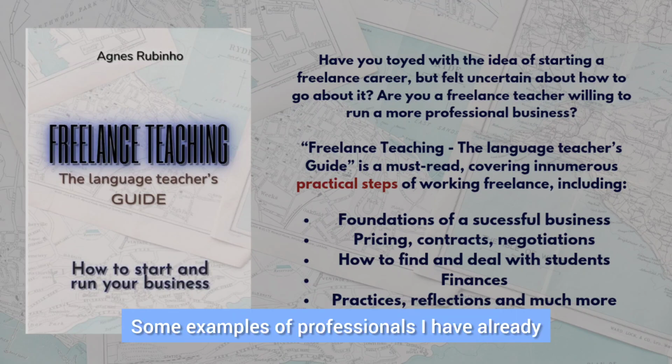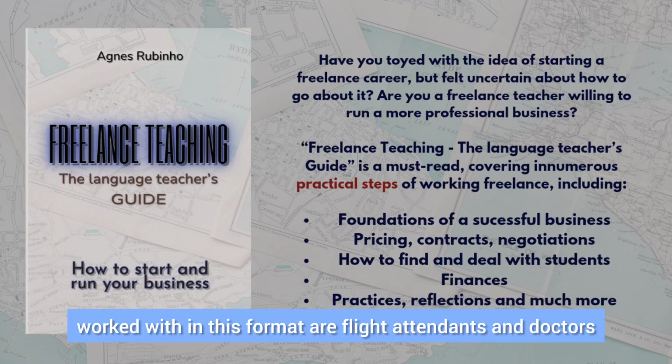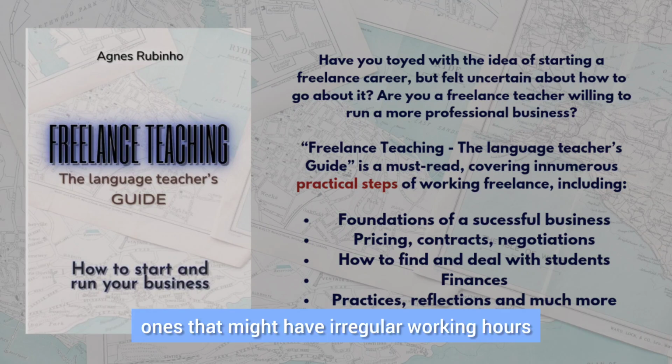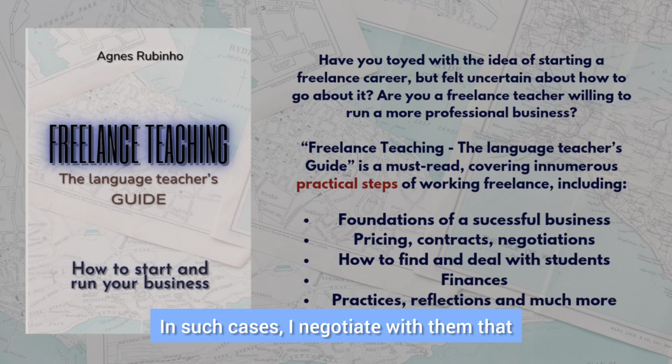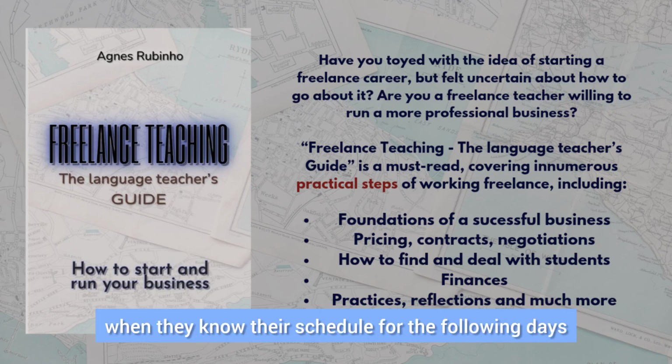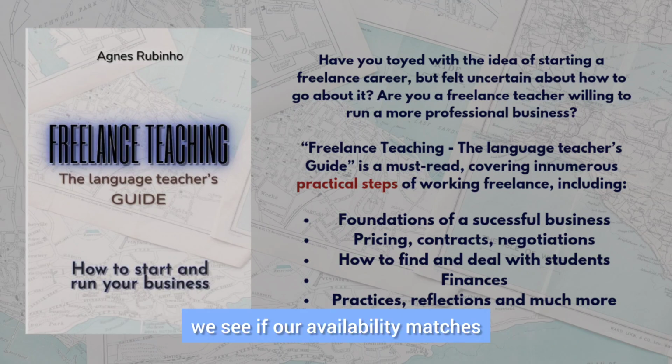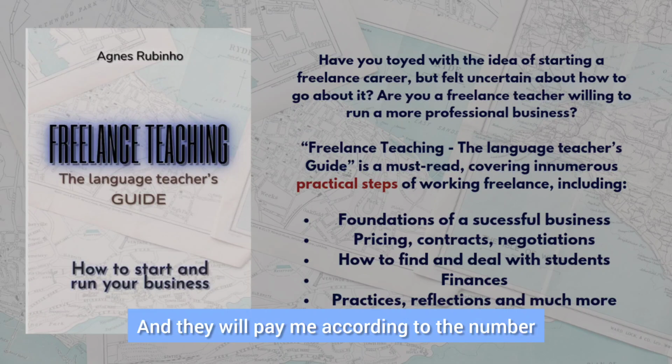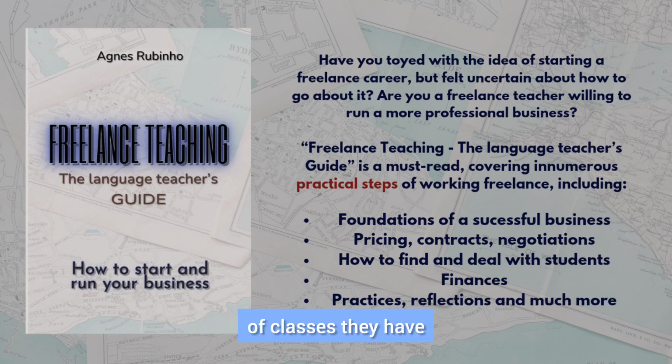Some examples of professionals I have already worked with in this format are flight attendants and doctors, ones that might have irregular working hours. In such cases, I negotiate with them that 1 week before, when they know their schedule for the following days, we see if our availability matches. If it does, we can have 1, 2, 3 classes in a week or 0 in another one if our schedules do not match. And they will pay me according to the number of classes they have.